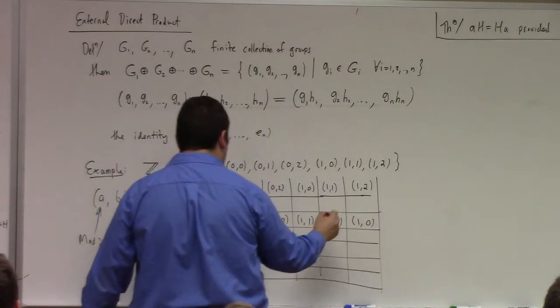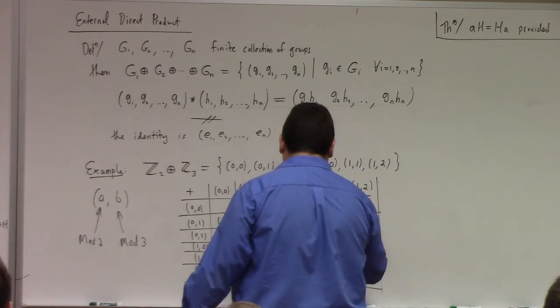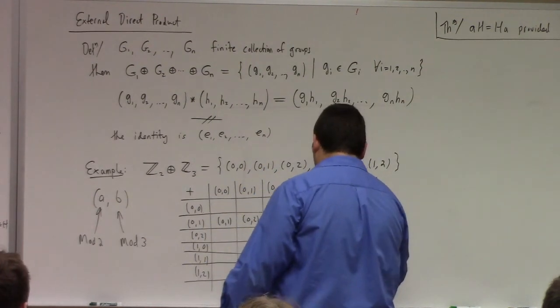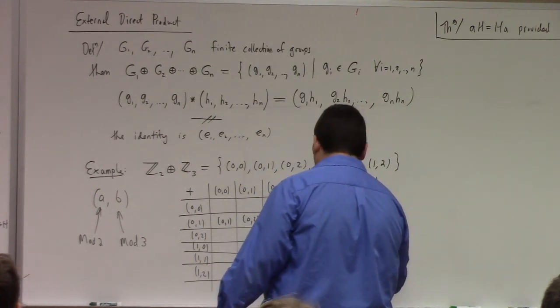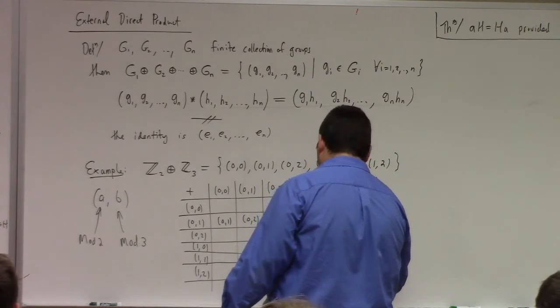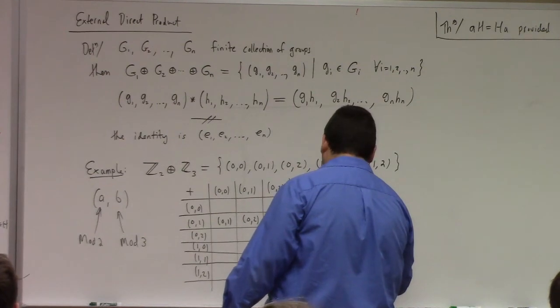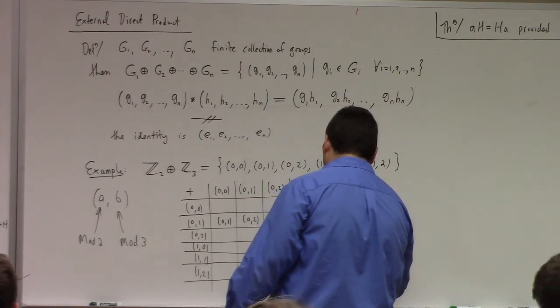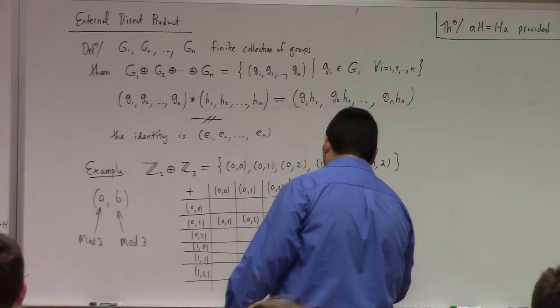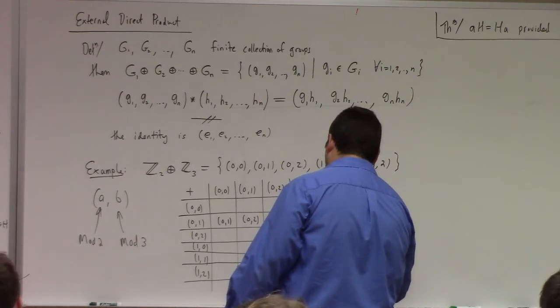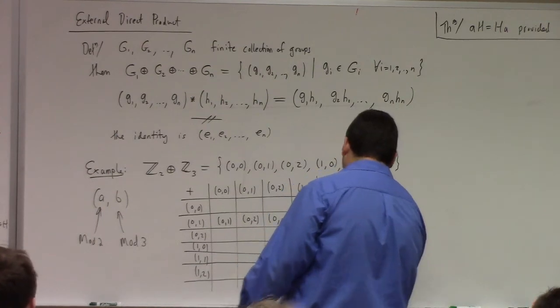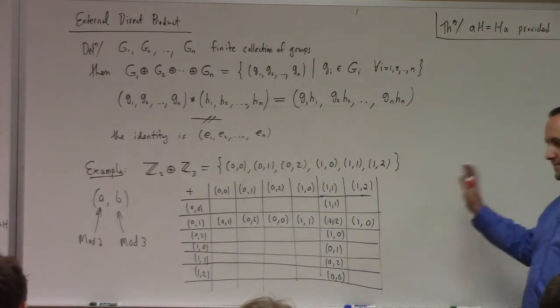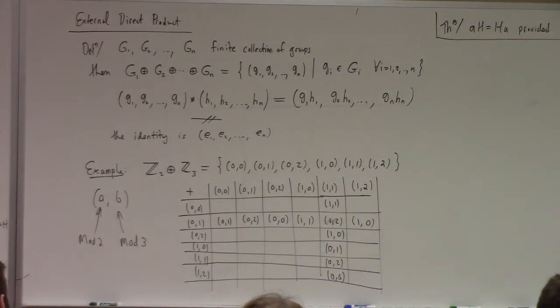Here, I'll do this column. This is 1, 1, 1, 2. That's 1, 0. 2 is 0, right? So 0 in the first spot. 0, 1, 1, 1, 0, 2. 1, 2 plus 1, 1 is what? Oh, that's 0. All right, enough. Anyway, you can keep going with this. This is the direct product of Z2 and Z3.